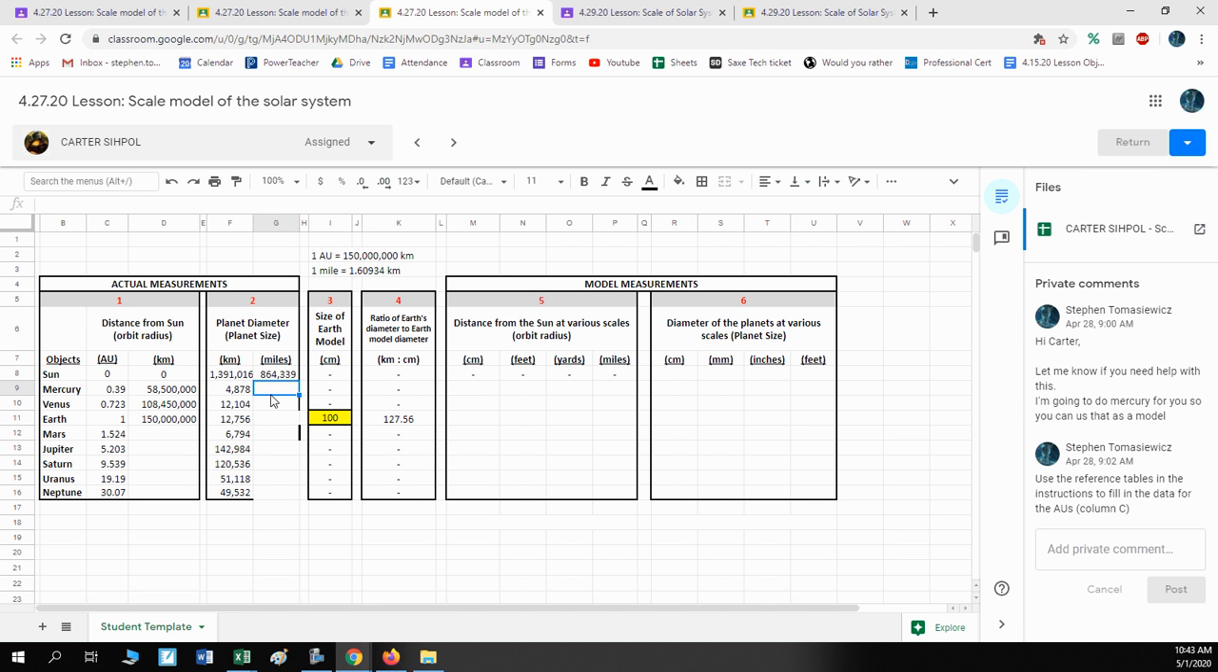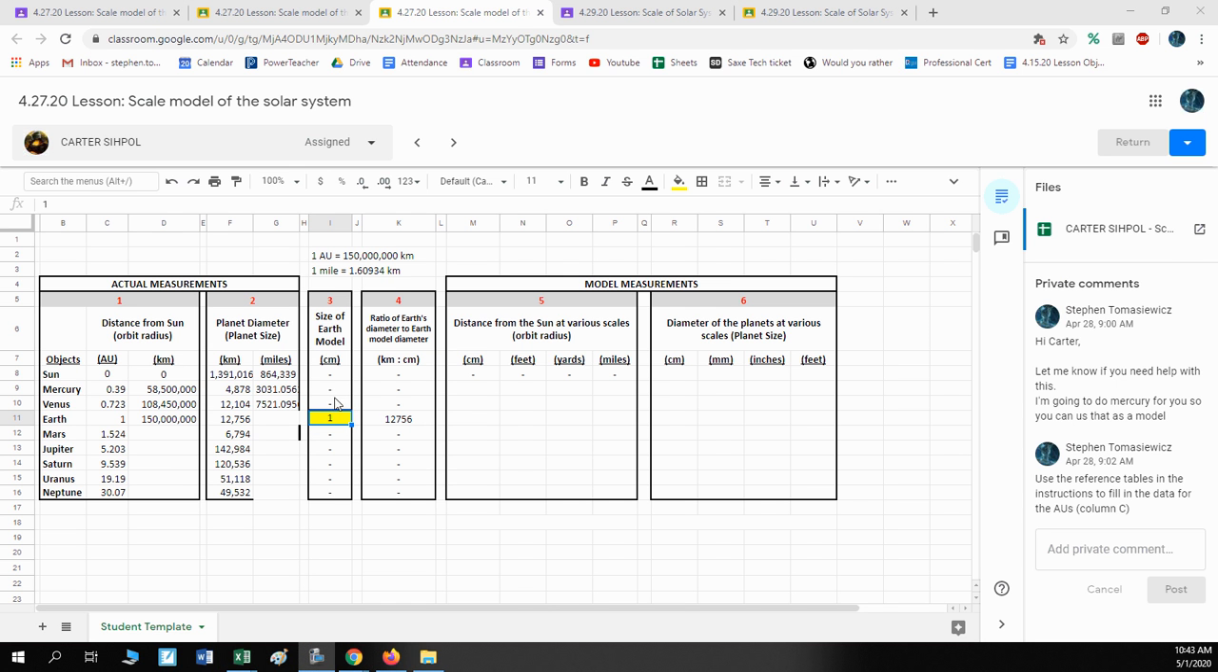So let's change Mercury's distance. This equals F9 divided by 1.60934. And then this one, Venus, that's going to equal F10 divided by 1.60934. And so you get the idea. You're just going to continue that trend all the way down. So right here, we're going to put 1 in there.